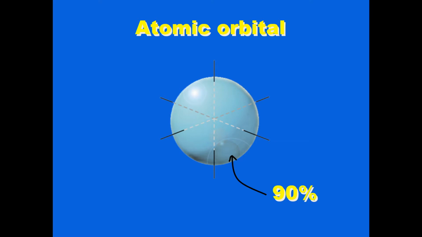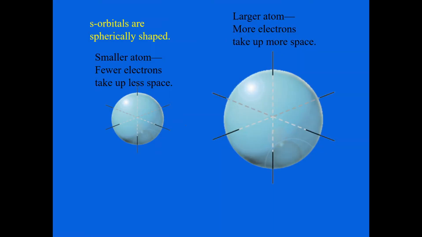This is the simplest, the s orbital. They're spherically shaped. A smaller atom has fewer electrons that take up less space. A larger atom has more electrons that take up more space. So an s orbital is just a sphere, with the electron randomly in some place in the sphere.